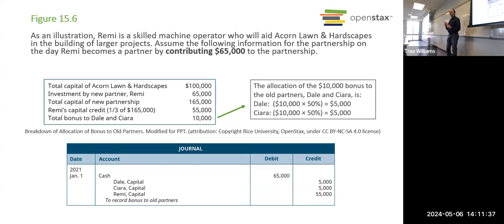Now remember, Dale and Ciara each put in only $50,000, but Remy's going to put in $65,000. So now the partnership has 165,000 in capital, and they're going to split it 3 ways evenly. That means they each have $55,000 worth of capital. Dale and Ciara only put in 50,000, but now they have 55,000. They got a bonus from the incoming partner.